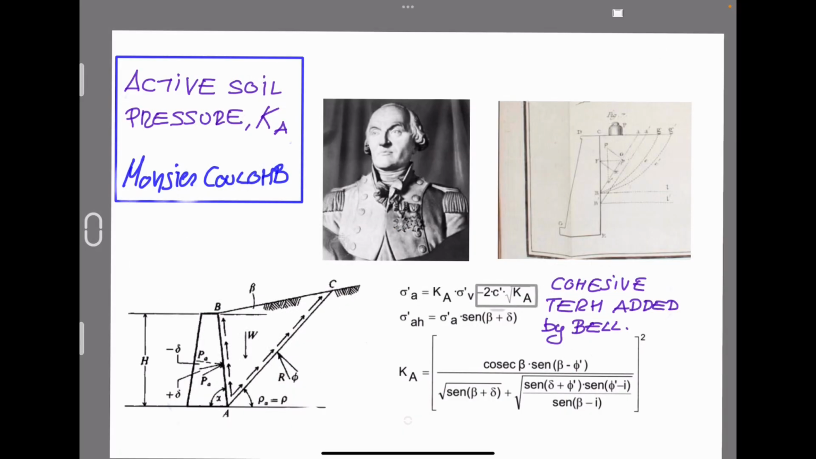Monsieur Coulomb was a French army civil engineer who developed a great number of achievements in structural engineering. Coulomb was the first to develop the concept of the active soil pressure coefficient, called Ka. As you can see in the sketch on the left side of the image, the very complex theory of Mr.